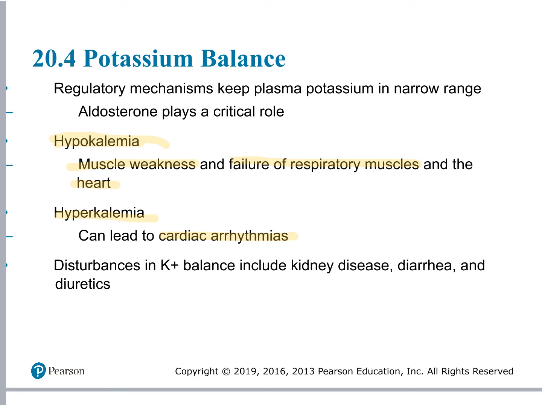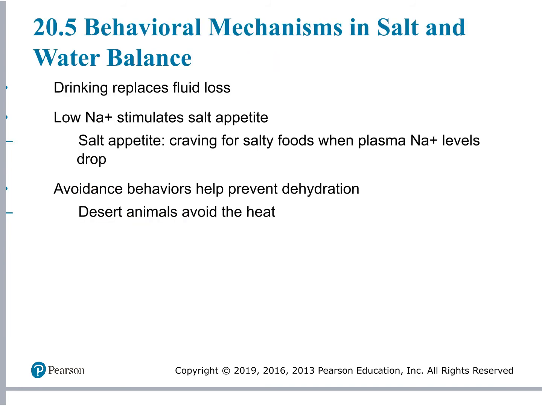Now, what can cause disturbances in your potassium levels? Well, people with kidney disease have trouble processing potassium. Excessive diarrhea makes you get rid of excess potassium through your feces, and then using diuretics. I'm going to go ahead and skip the next few slides because that's what I would have done in lecture anyway, and just go ahead and go to acid-base balance.